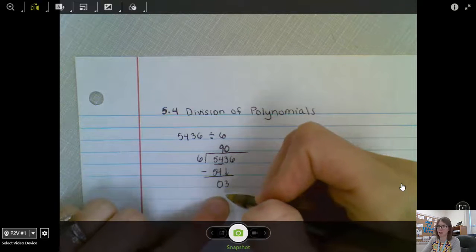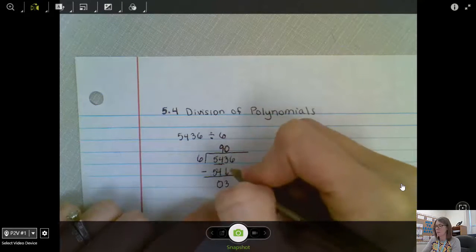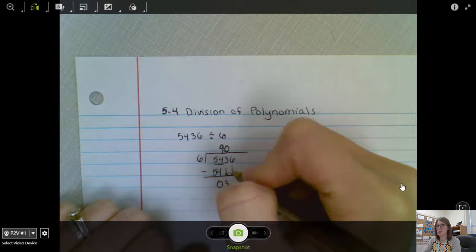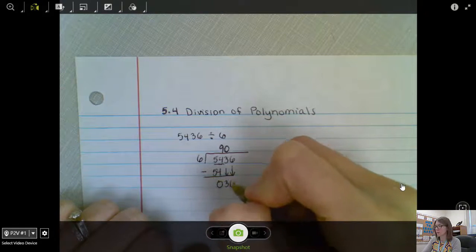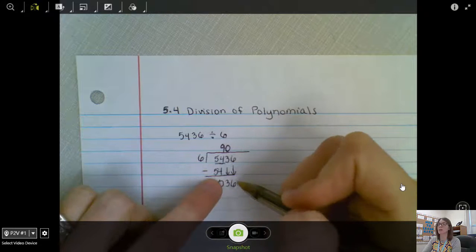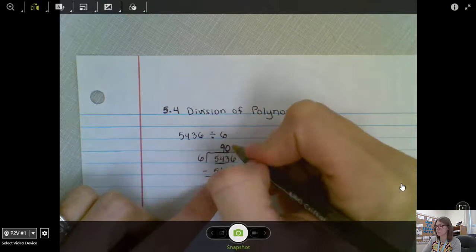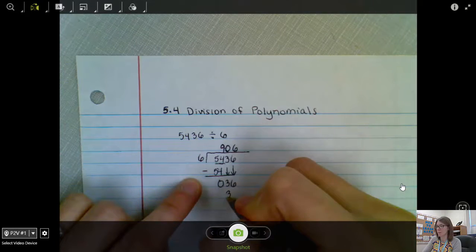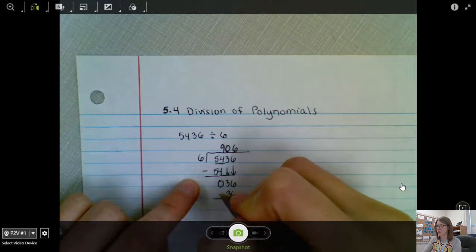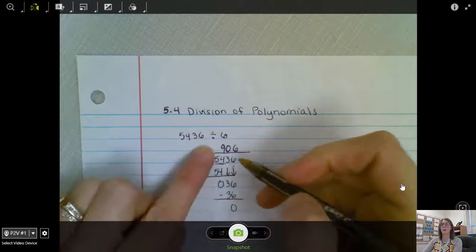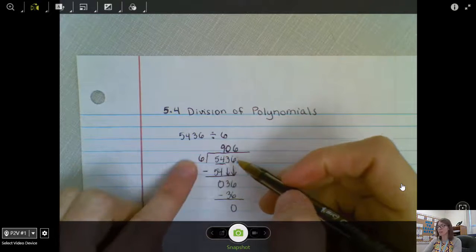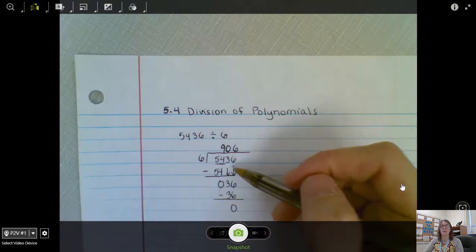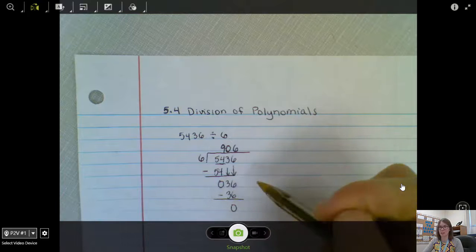0 times 6, okay, we don't necessarily have to do that. Bring down our next digit also. How many times does 6 go into 36? 6 times 6, 36. And subtract. So we end up knowing that 906 times 6 is 5,436. We don't have a remainder.